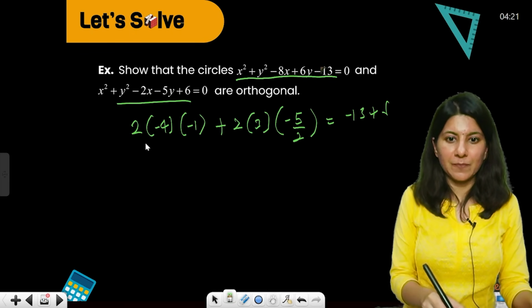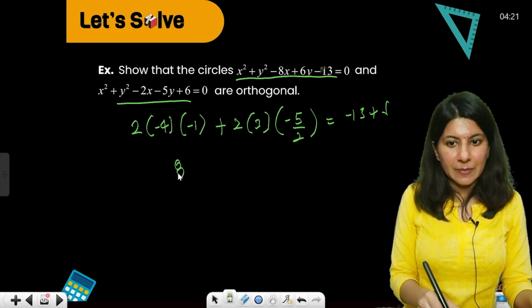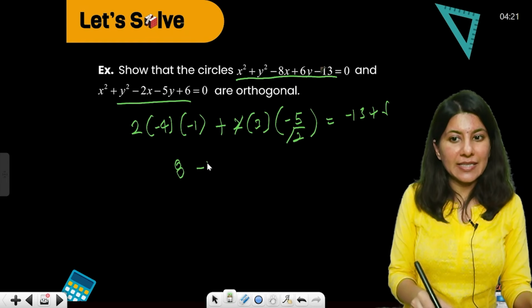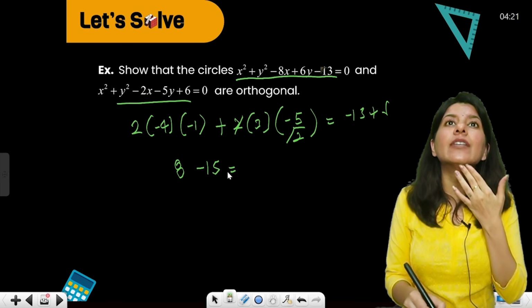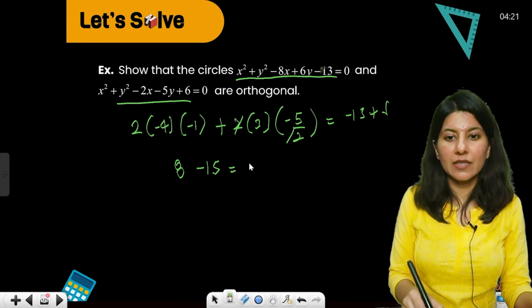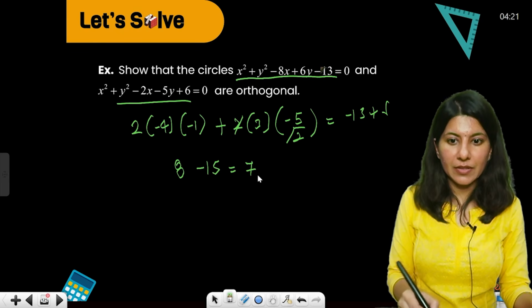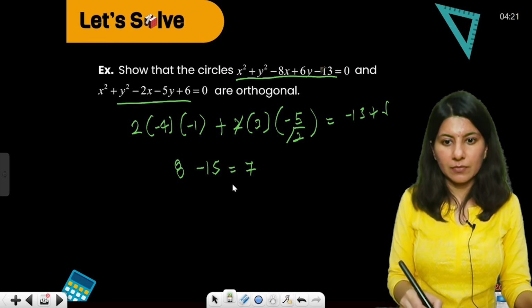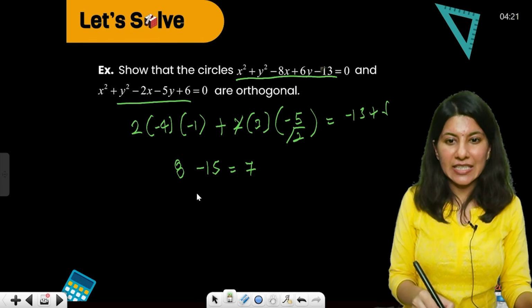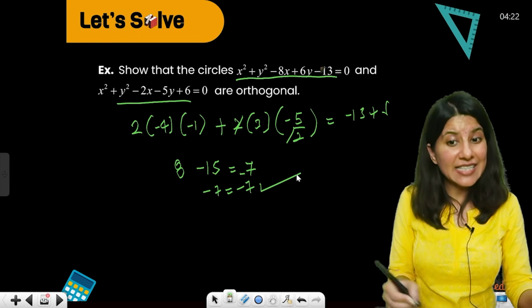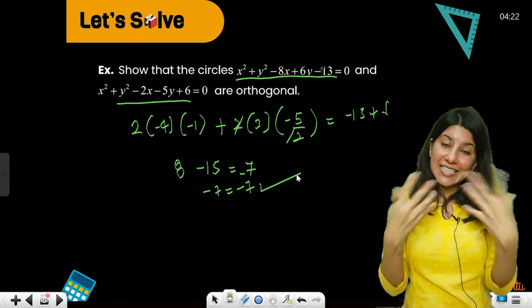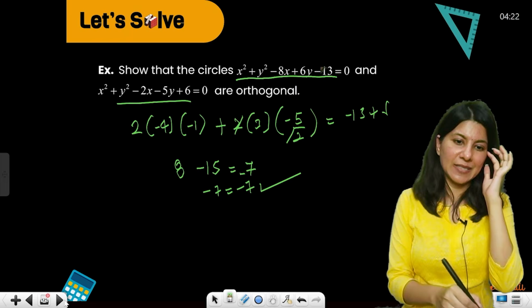We need to check. 8, the 2s cancel, minus 15 equals 6 minus 13, which will be minus 7. Right? And 8 minus 15 is again minus 7. Minus 7 is coming out as minus 7. So yes, these two circles cut each other orthogonally, definitely.